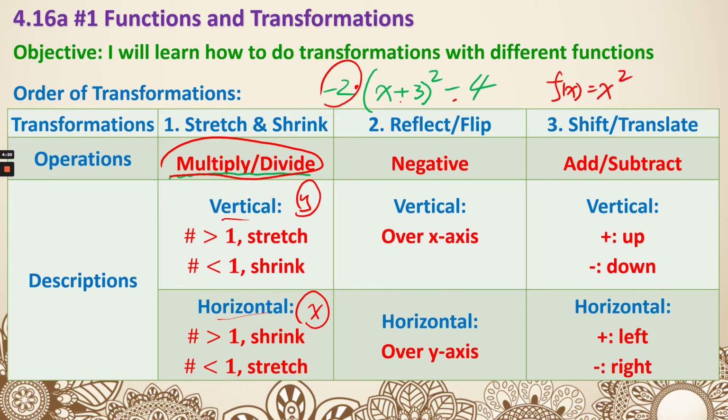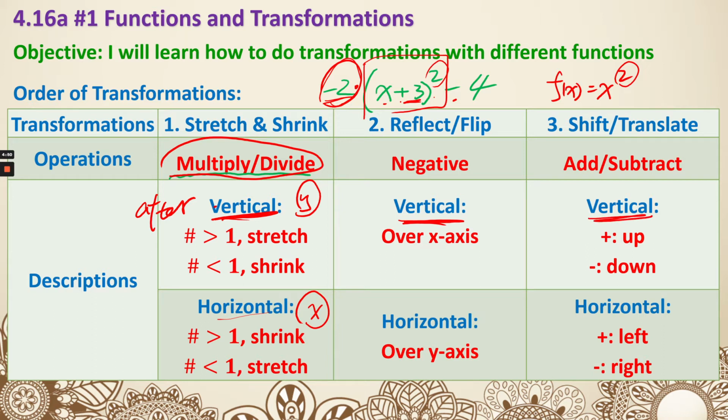x squared. So if we think about it, if we do order of operations, we're going to need to add 3 first, and then square. After we square, it's going to be this whole thing times the -2. So basically, what I'm saying is this multiplication is happening after we do the square. If it is happening after the square, it's going to be a vertical change.